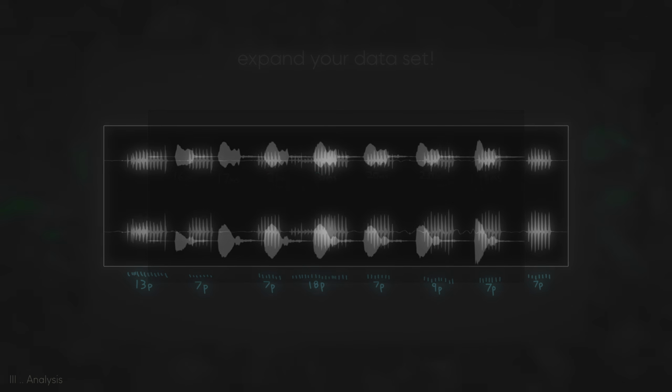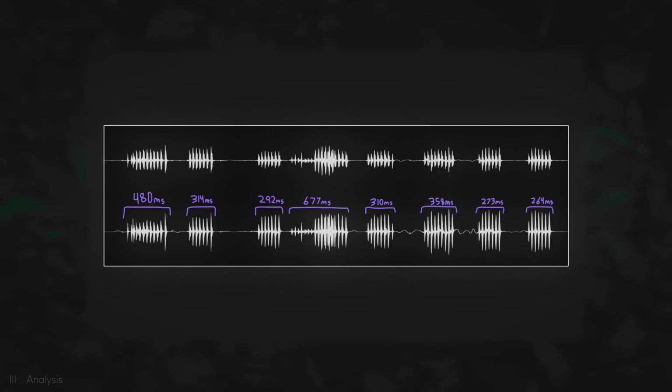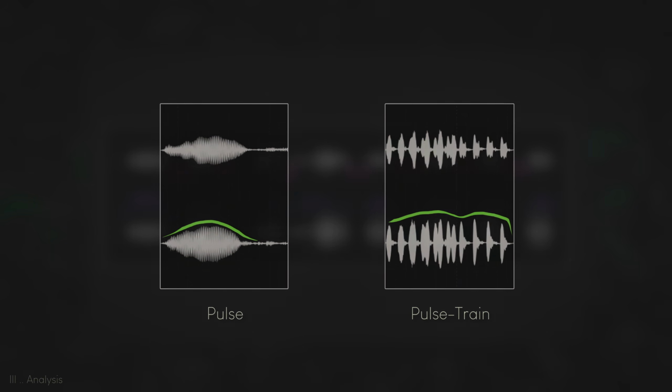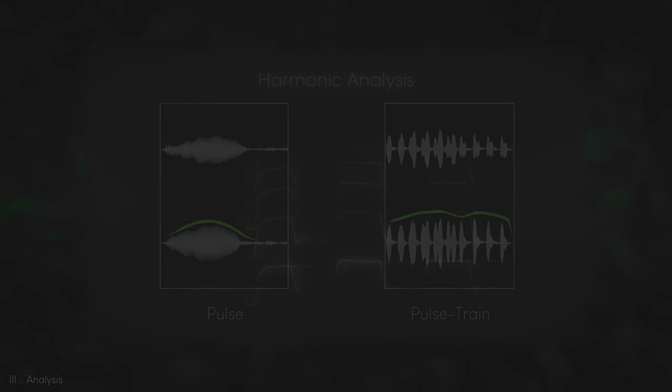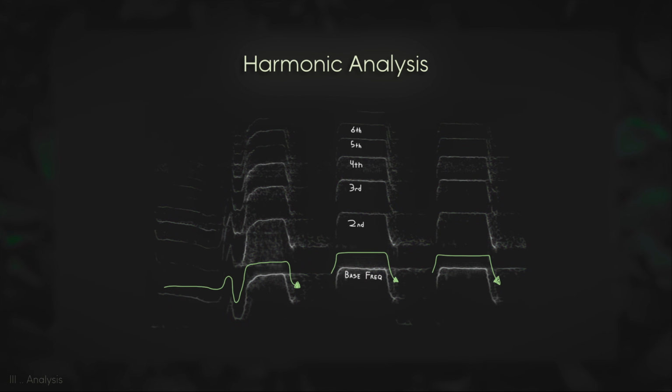Then we can analyze how long each pulse is, how much time occurs between each pulse, and how long each pulse train is and how much time occurs between each pulse train. Furthermore, we should analyze the amplitude shapes of both pulses and pulse trains. Finally, we should have the ability to identify harmonics and pitch patterns.